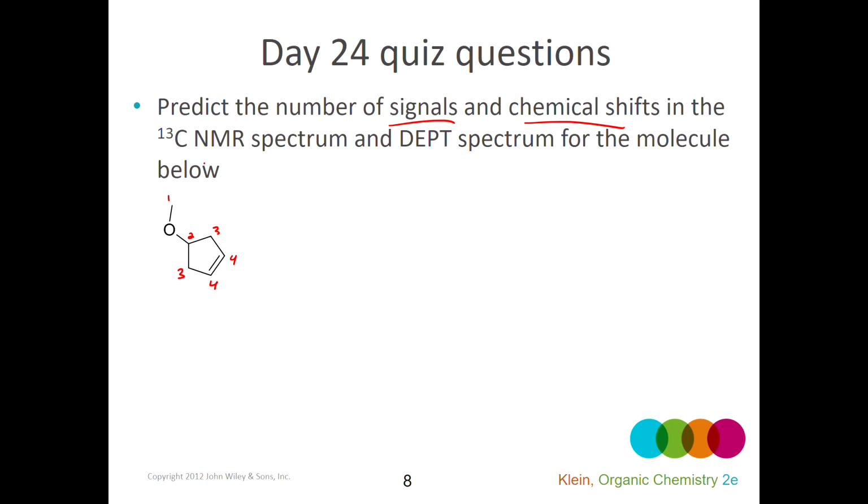So if I'm looking at the carbon 13, not necessarily the DEPT initially, where would the signal for carbon 1 appear? Well, it's directly bonded to an oxygen, so I'd expect it between 50 and 100.